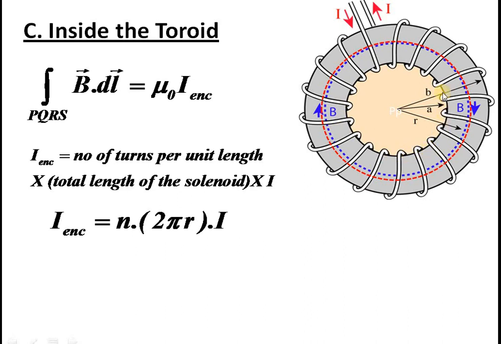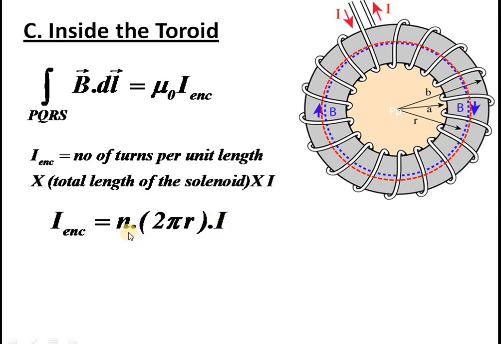How many currents are there? We can easily find. We know there are n turns per unit length. So total length will be 2 pi r. If the radius, this is r radius, so total length will be 2 pi r. This radius is smaller, keep in mind, not this radius, the inner radius. So the total number of turns will be 2 pi r times n, because small n is the number of turns per unit length, and we have 2 pi r length. So number of currents multiplied by current through one wire will give you total enclosed current.